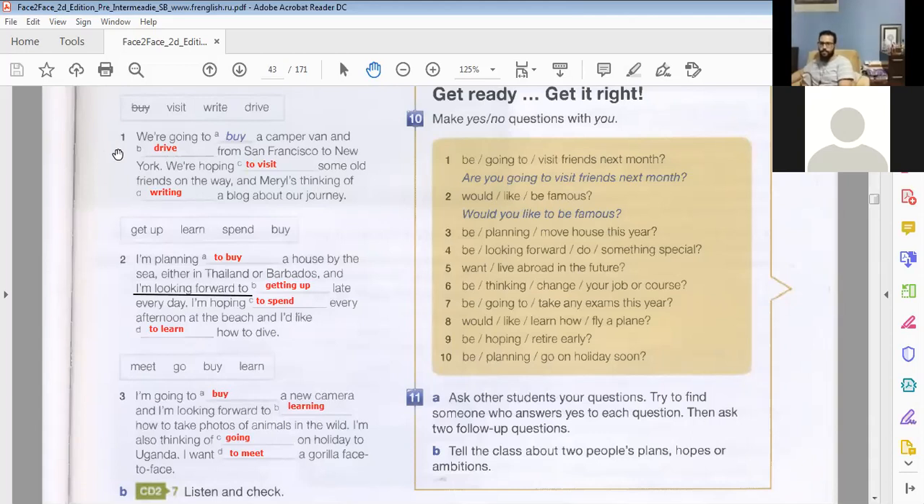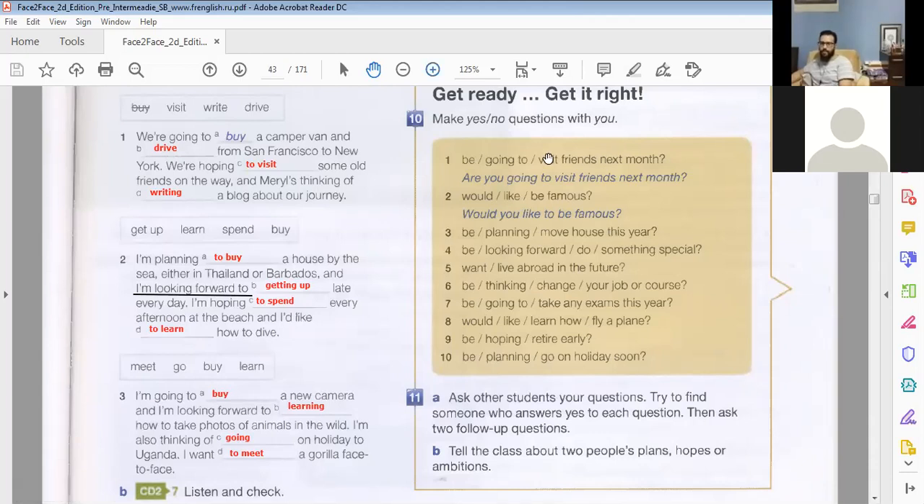We're hoping to visit some old friends on the way, and Mary's thinking of writing a blog about our journey. I'm planning to buy a house by the sea, either in Thailand or Barbados, and I'm looking forward to getting up late every day. I'm hoping to spend every afternoon at the beach, and I'd like to learn how to drive. I'm going to buy a new camera and I'm looking forward to learning how to take photos of animals in the wild. I'm also thinking of going on holiday to Uganda. I want to meet a gorilla face to face.